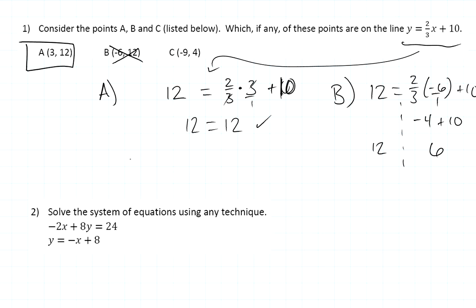Y is the number 4. So I've got 4, and I'm going to be comparing that with 2/3 times -9, and then plus 10. 2/3 times -9, 2 times -9 is -18, and -18 divided by 3 is -6. So over on the right-hand side I have -6 plus 10, and if I combine those two values, they do equal 4. So for this case, I get that 4 is equal to 4. So point C is a solution.